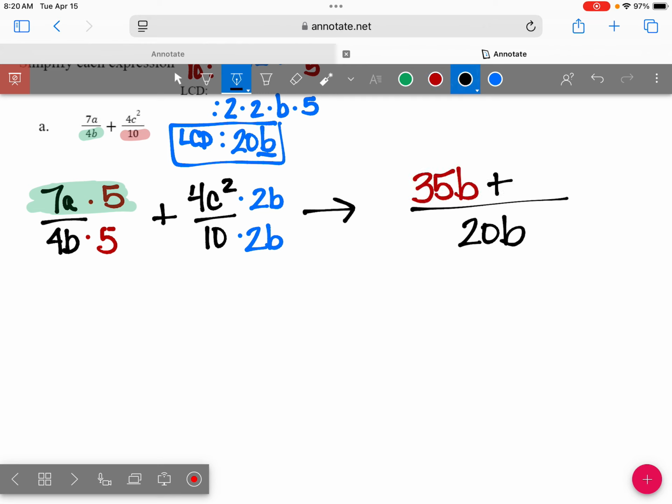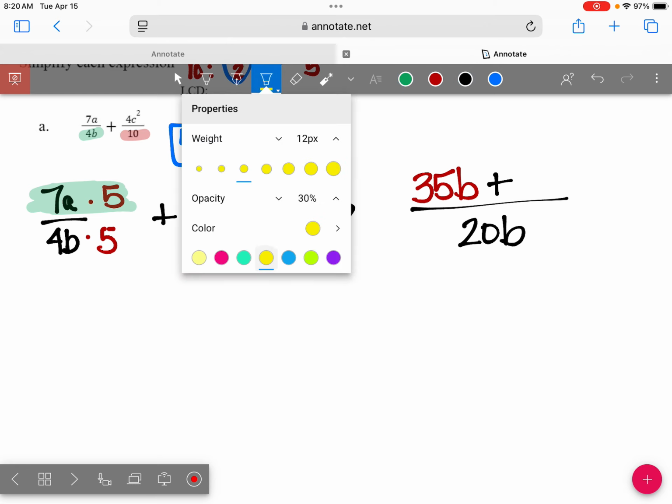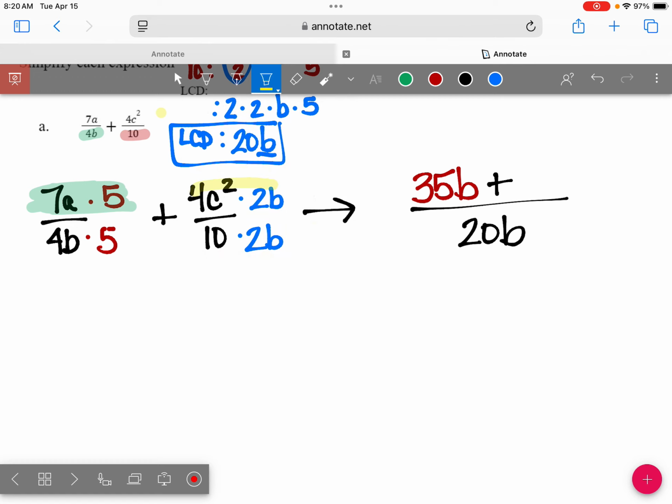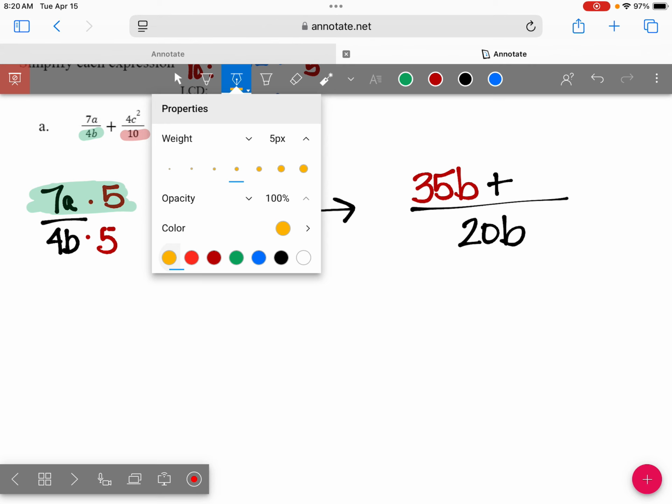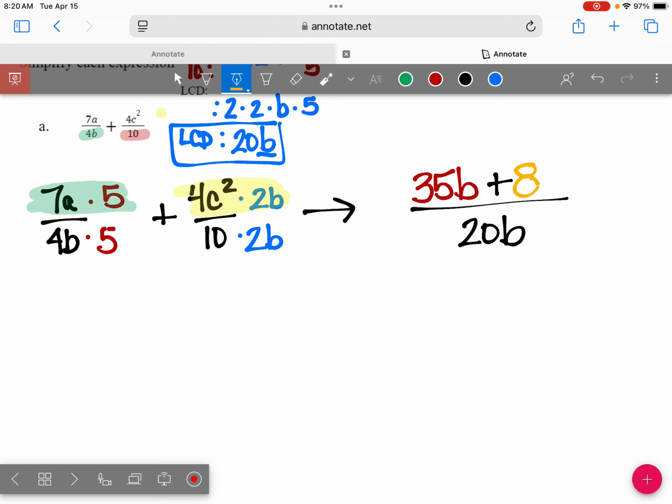Bring down the addition sign. And now I have to multiply these two terms. 4c squared times 2b. So all you can do is multiply your numbers and then put the variables behind it. So 4 times 2 would be 8. And then I have to put the b, and I have to put the c squared. And that would be my final answer.